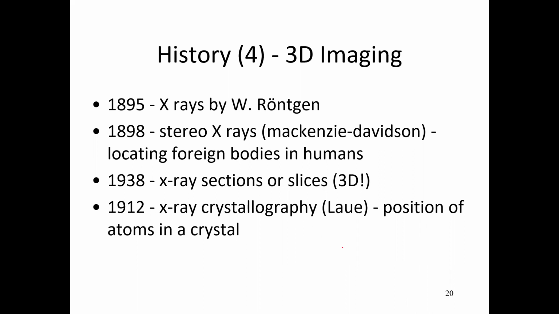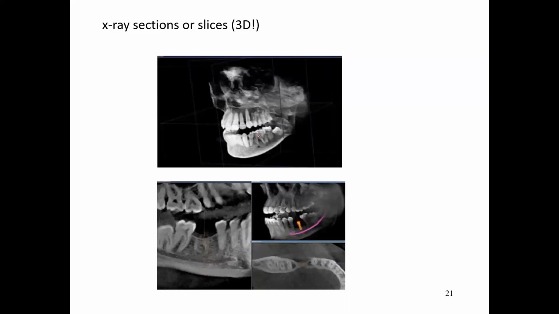And X-ray crystallography uses positions of atoms in a crystal. This is actually used for analyzing different components, chemicals, and mostly proteins, right? Okay, let's go one by one. X-ray: just sections or multiple slices.